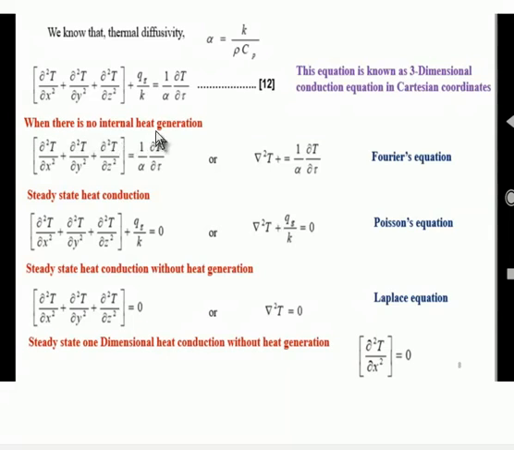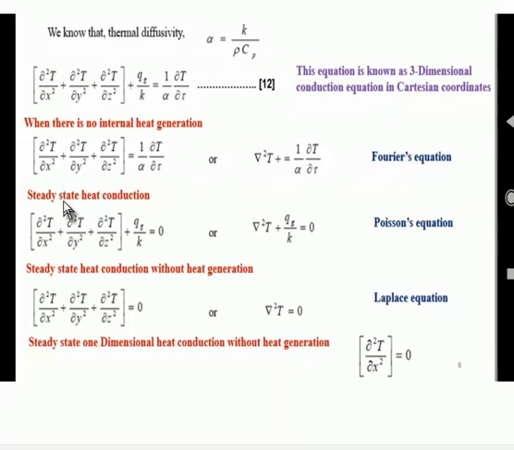When there is no internal heat generation in the element, then the q_g term tends to 0. There is no heat generation, so it is equal to 0. Then we are left with only this term, 1 by alpha ∂T/∂τ. This term is eliminated because when there is no heat generation, q_g is equal to 0. Or if you use the Laplace operator, it becomes ∇²T equals 1 by alpha ∂T/∂τ. This equation is called the Fourier equation.